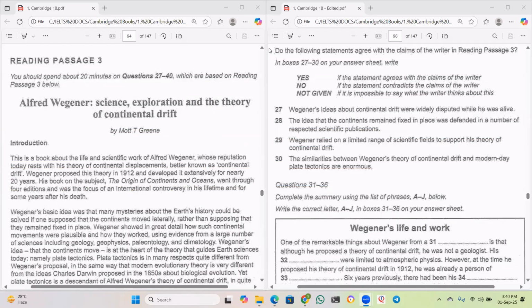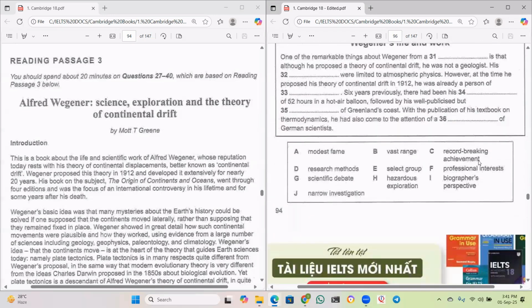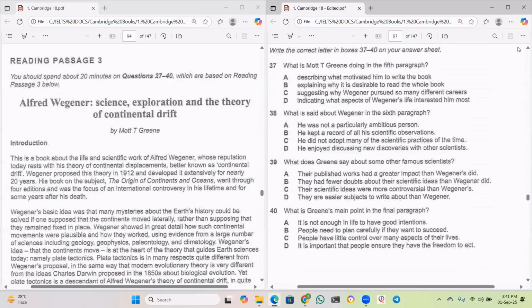So today I am back with a new passage. As you can see, the passage reads Alfred Wegener, Science Exploration and the Theory of Continental Drift by Maud Greene. On your left hand side you can see the passage, and on your right hand side you can see the questions. The questions are from 27 to 40 in total. The first set of questions is yes, no, not given. The second set is fill in the blanks, but with options here. And the final set is multiple choice questions.